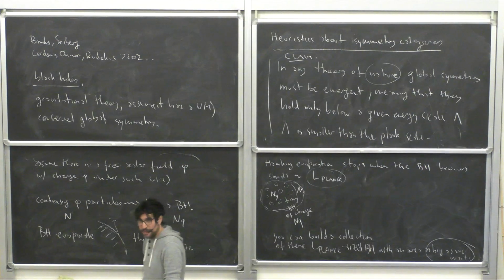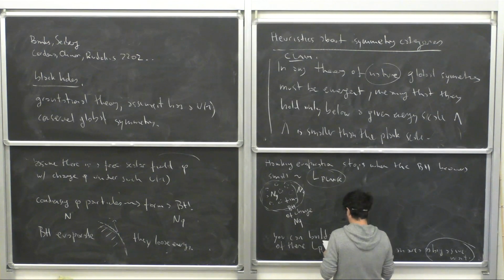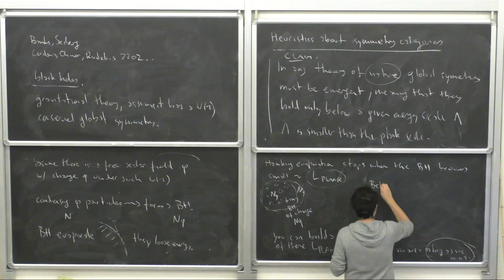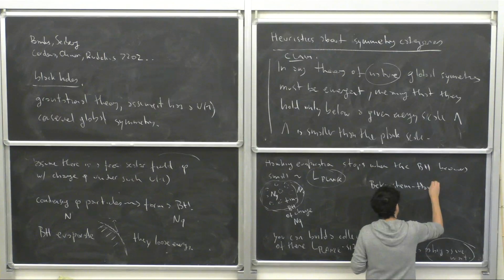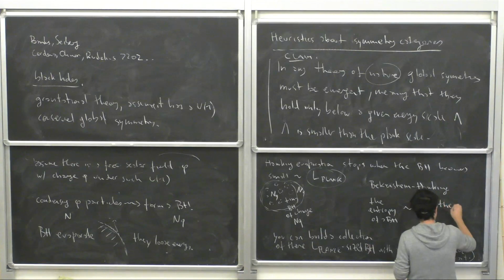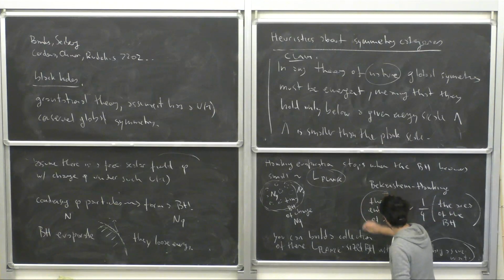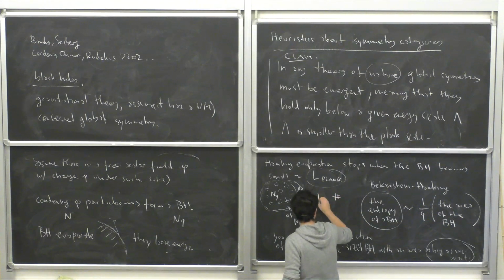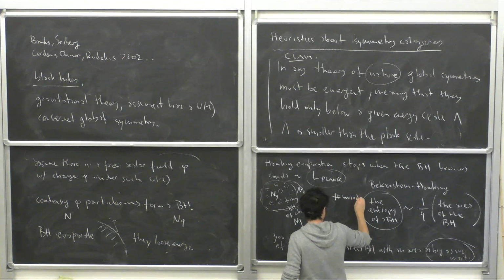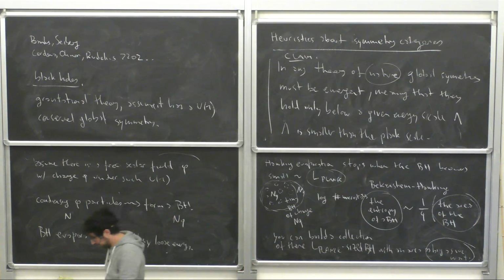However, this ends up clashing with another feature of black hole physics, which is the Bekenstein-Hawking entropy formula. Bekenstein-Hawking says that the entropy of a black hole goes like a quarter of the area of the black hole horizon. So the entropy is literally the logarithm of the number of microstates. And this is the classical area of the black hole. You just measure the area of the horizon.